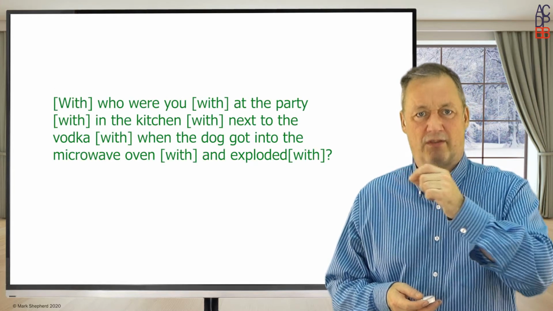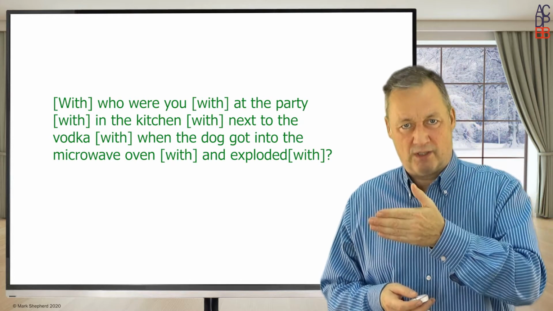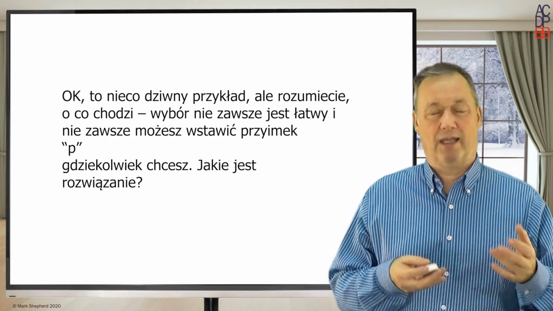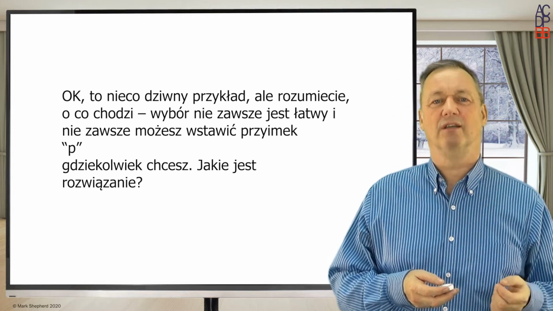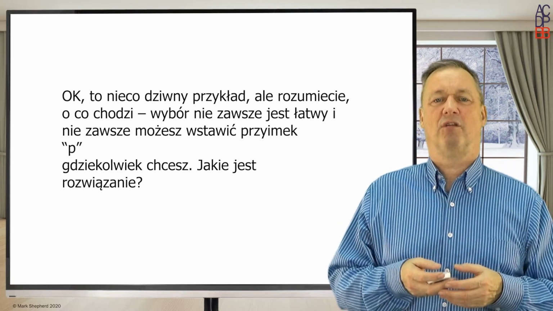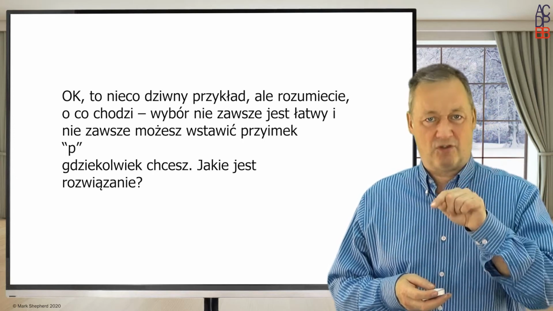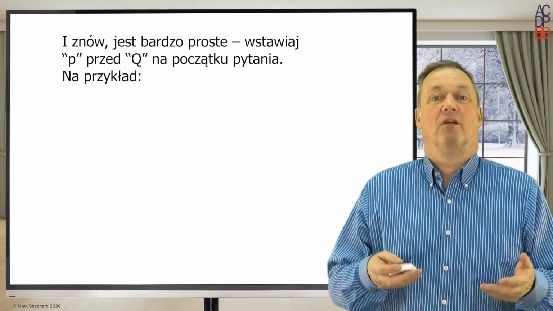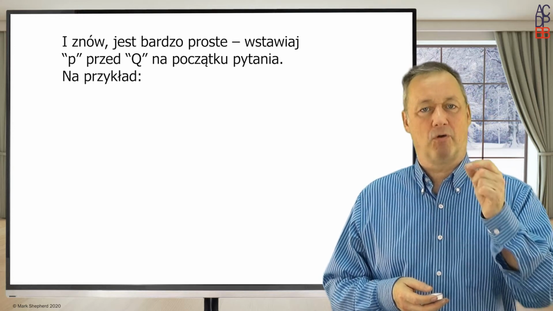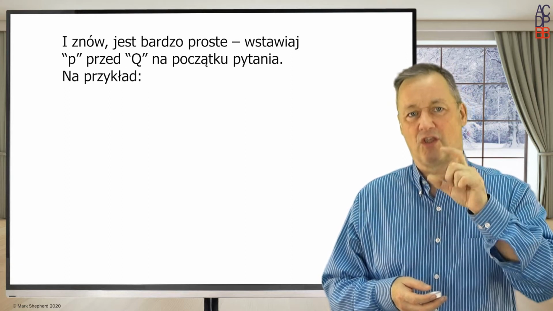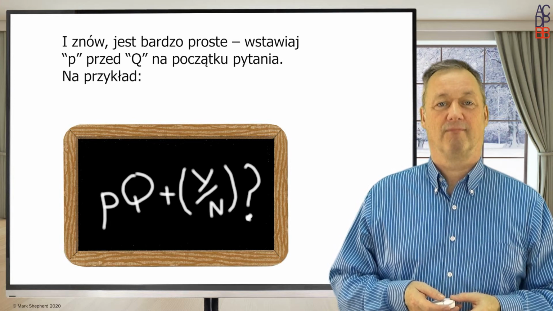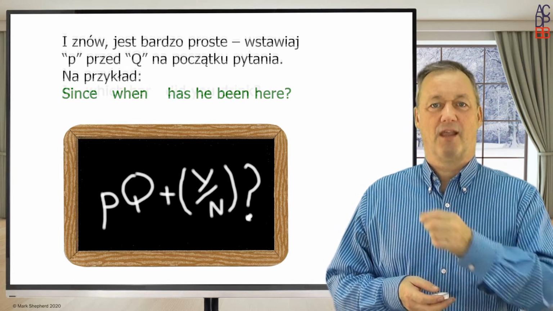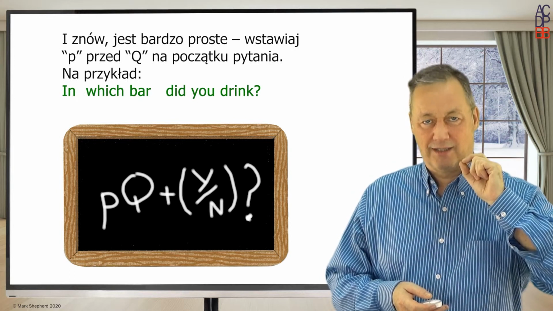With who were you with at the party, with in the kitchen, with next to the vodka, with when the dog got into the microwave oven, with and exploded, with. Okay, it's a slightly strange example, but you understand the point. The choice is not always simple. And you can't always put the preposition, P, anywhere you'd like. So, what's the solution? It's, once again, very simple. Put the P in front of the Q at the start. For example, since when has he been here? In which bar did you drink?